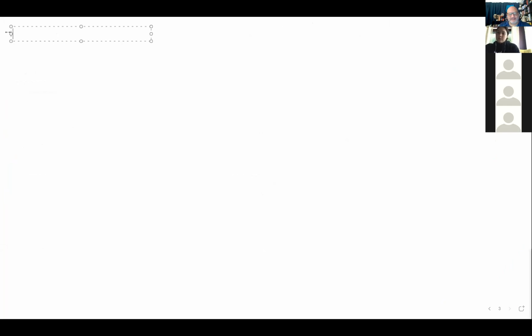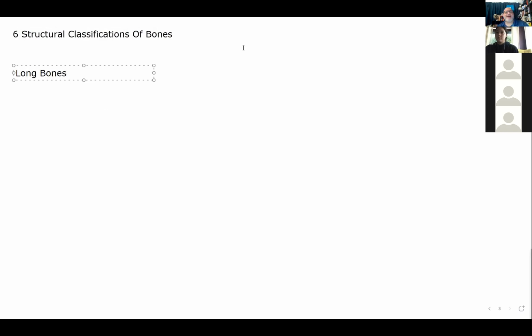So there are indeed 6 structural classifications of bones. And so let's figure out what those are. Give me one of the obvious structural classifications of a bone. What kind of bones do we have? Long bones. Excellent. How would you define a long bone? It's long. It's long, yes.